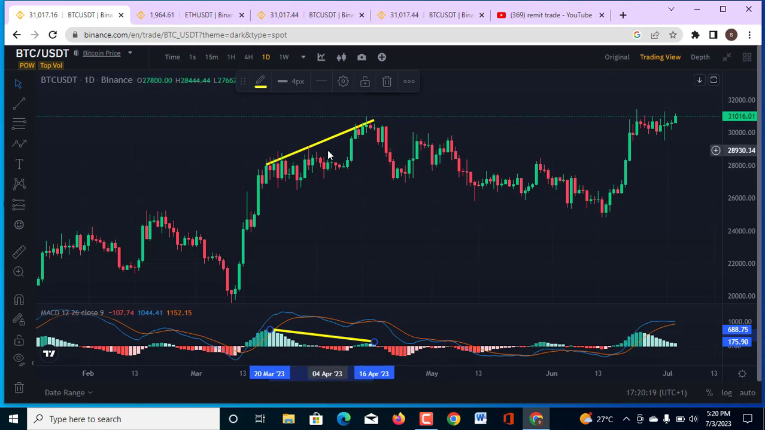So in this case, we have a bearish divergence, because the market goes to the downside immediately after this pattern appears on the chart and on the indicator.